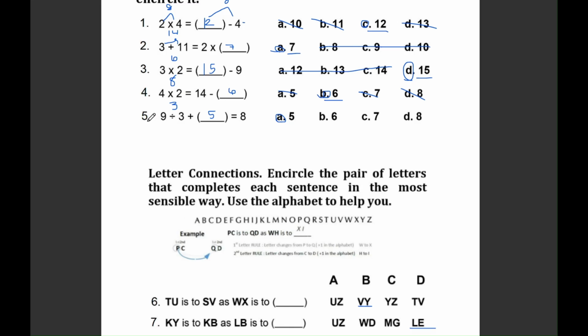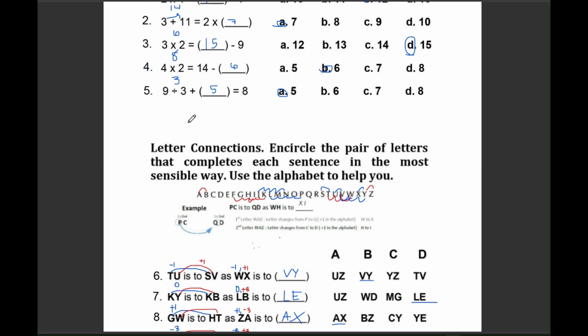Number 5. 9 divided by 3 plus blank equals 8. Options: A. 5, B. 6, C. 7, D. 8. Why not? 3 plus 6 equals 9. 3 plus 7 equals 10. 3 plus 8 equals 11. Answer: A. 5. Formula: blank equals 8 minus 9 divided by 3 equals 8 minus 3 equals 5.